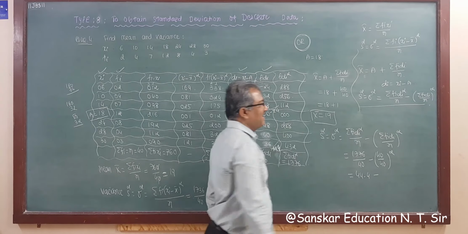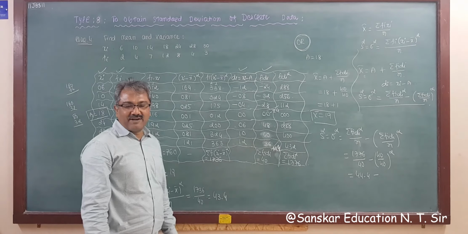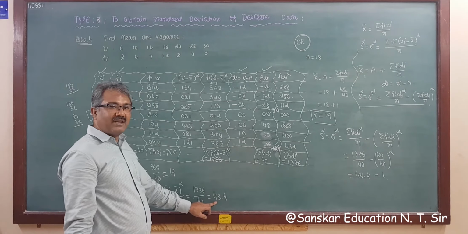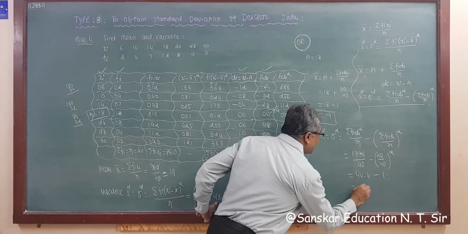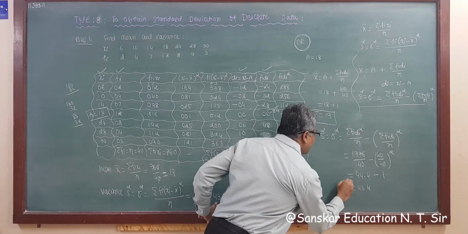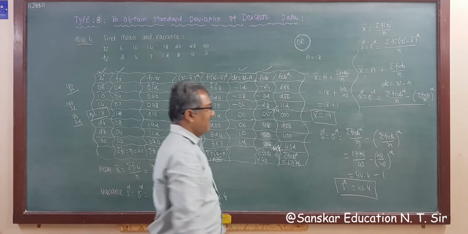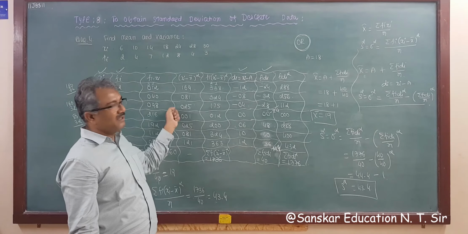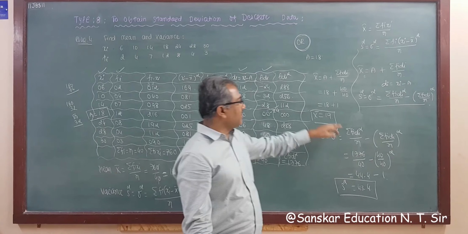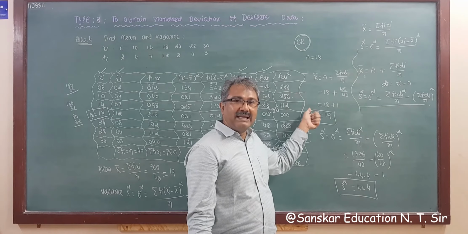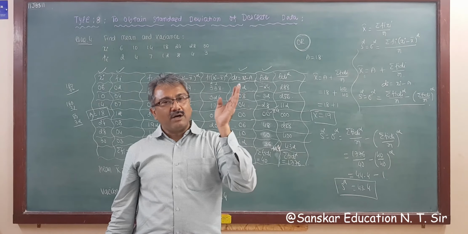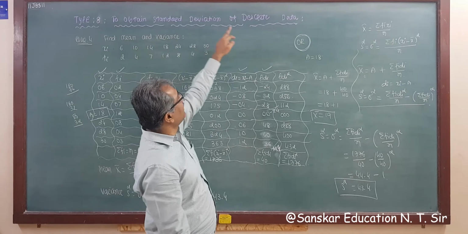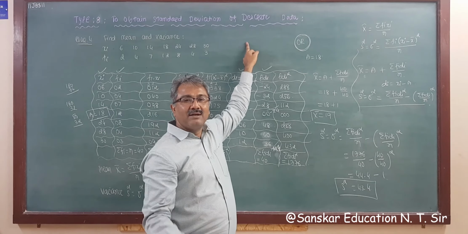I know this, so I'm writing it, right? Minus 40 divided by 40 is 1. So again the answer will be 43.4. So this is your S square, right? So this one is easier than this. So always use the shortcut method for any type of example, either for ungrouped data or grouped data, in discrete or maybe in continuous.